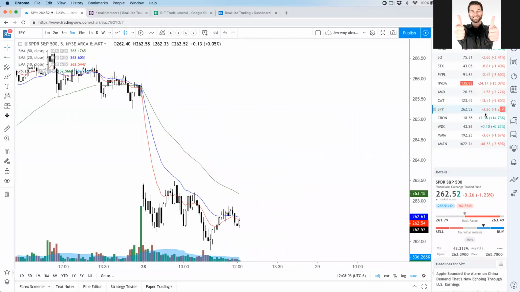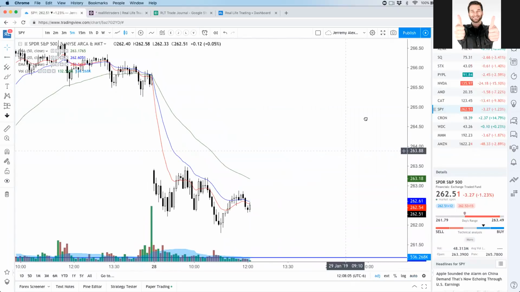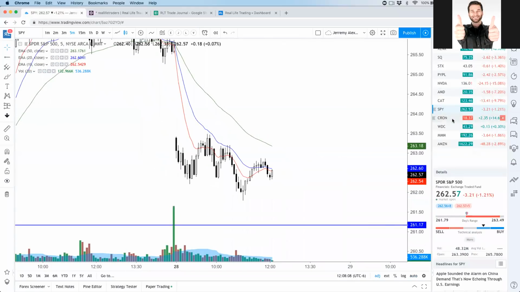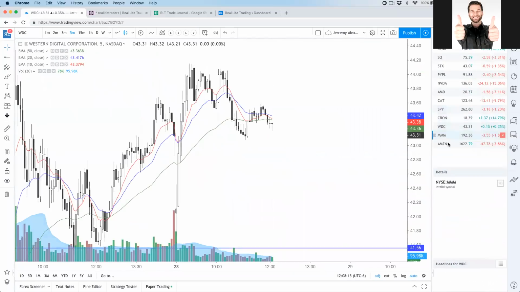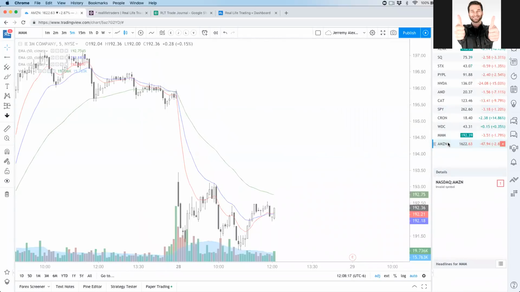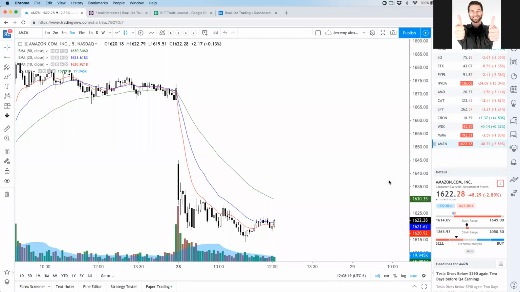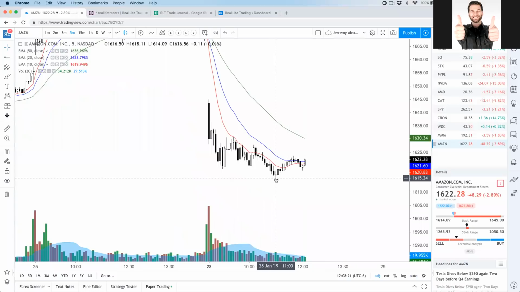SPY is down 1.2%. So it looks like it's just kind of chopping around most of the day. CRON, beautiful pullback on CRON. WD sideways, 3M sideways, Amazon, wow. It actually looks like the market's going to try to bounce here a little bit.